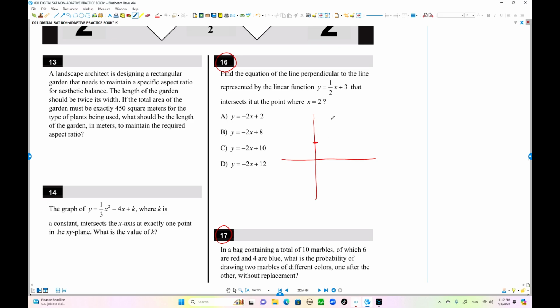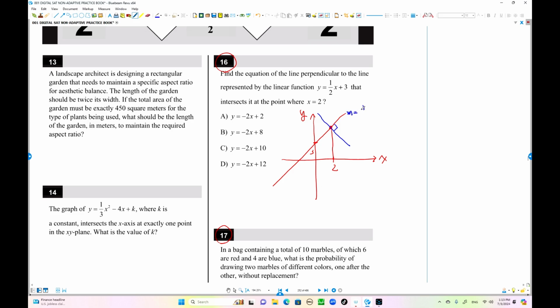So the y-intercept is 3, the slope is 1/2, and it looks like this. This is x, this is y, this is 3, okay? But we're going to find the line perpendicular to this one where x equals 2. When x equals 2 over here, this point, perpendicular. I'm going to use a different color. You're going to find this one, okay?